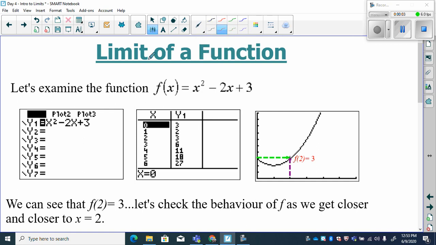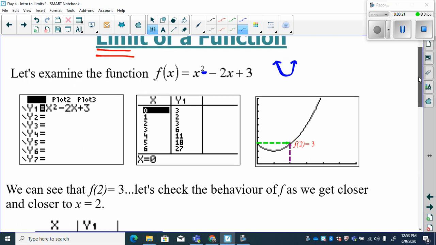All right, this video will focus on what is called the limit of a function. So we have the function f of x equals x squared minus 2x plus 3. I think we can all agree that because it's a second degree polynomial, it would make a parabola.